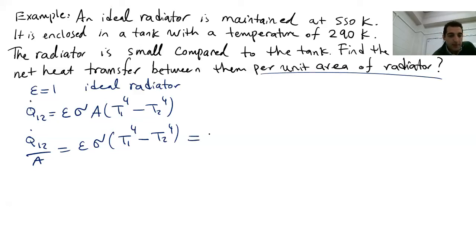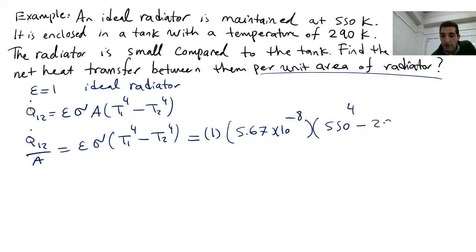So epsilon is 1 because ideal surface. Sigma is always 5.67 times 10 to the negative 8. Both of them are in Kelvin already, so 550 to the power of 4 minus 290 to the power of 4. And the answer is 4.8 kilowatt per meter square.